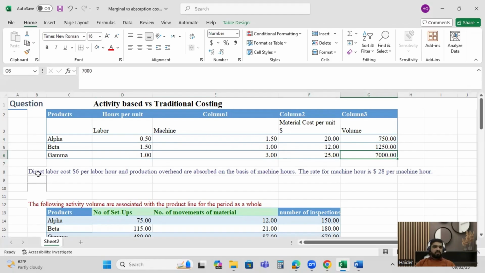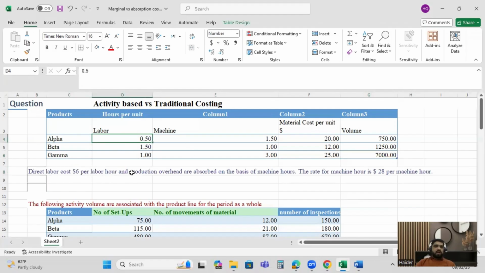Furthermore, they have given us one statement: direct labor cost is $6 per labor hour. So we will keep multiplying $6 times the number of hours required for each product. Whether we use traditional or activity-based costing, we just multiply the labor cost per hour by the number of labor hours.